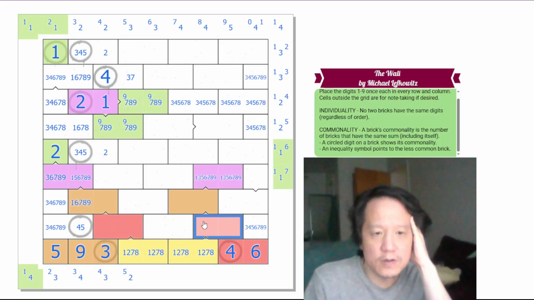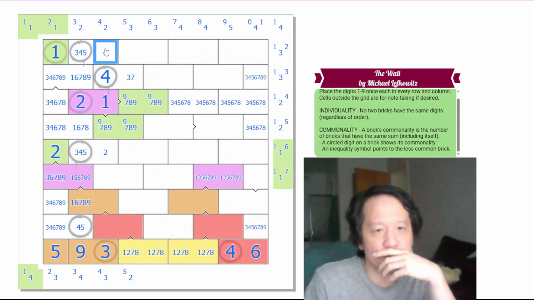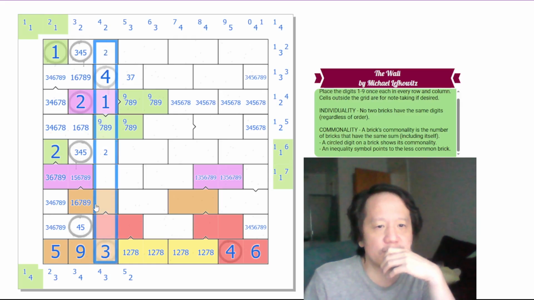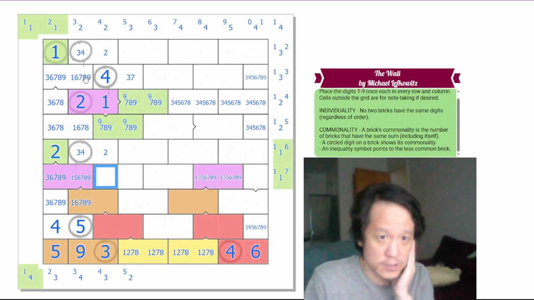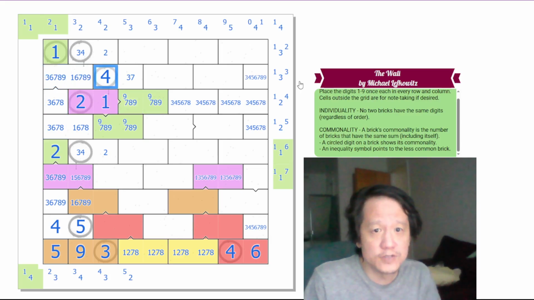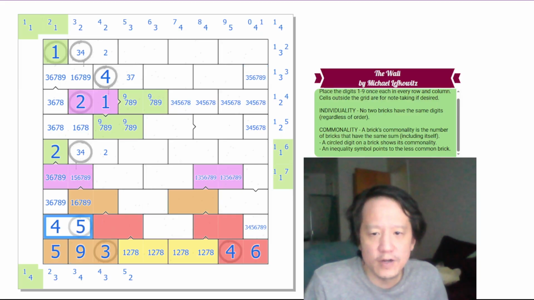These are 4. So the 5 has to be with 4, and 4 can no longer be in column 3. So these can't be 5. This is a 3-4 pair, which forces this to be 5 and 4. So 4 can no longer be any of these digits. This is 4, so this can't be 4. So 4 and 5 is the other yellow.